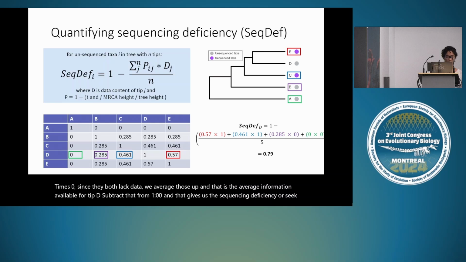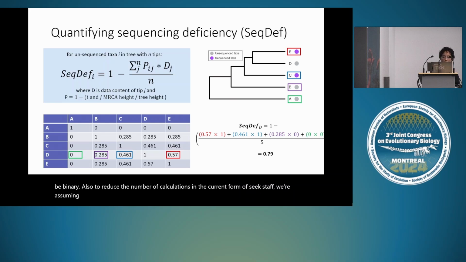When the data are binary, this scales from 0 to 1. It's not necessary for the data to be binary. Also, to reduce the number of calculations in the current form of seqdef, we're assuming that species with data are not sequencing deficient. Seqdef is dependent on the phylogeny, obviously, and in this case, it's ideally a phylogram.